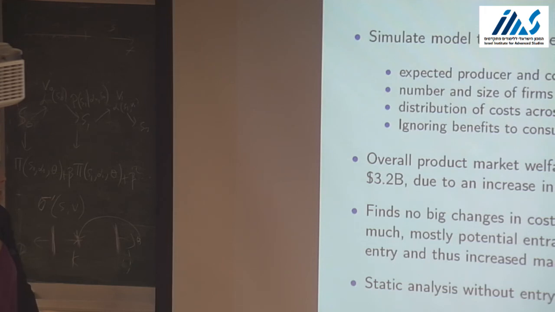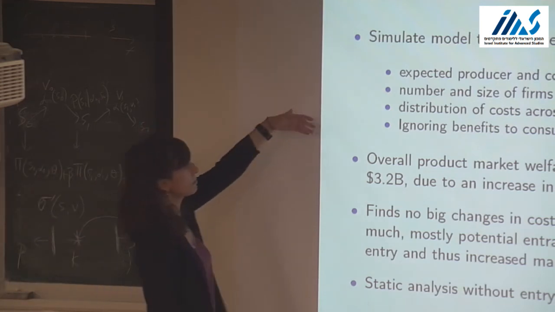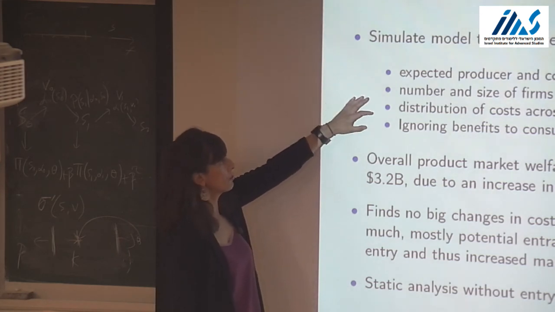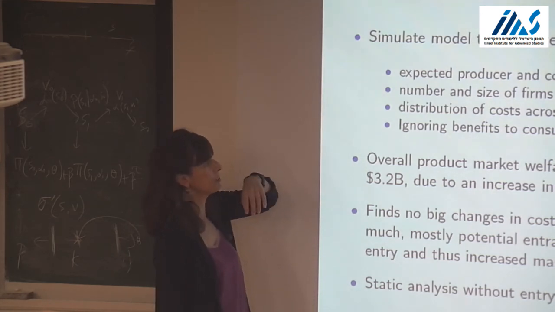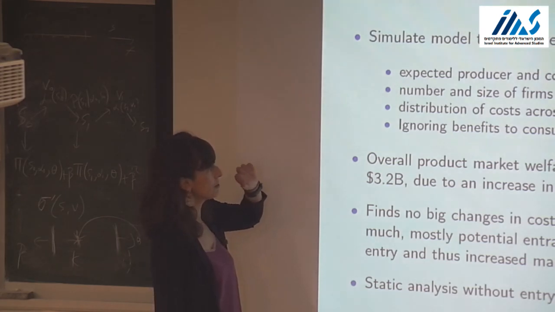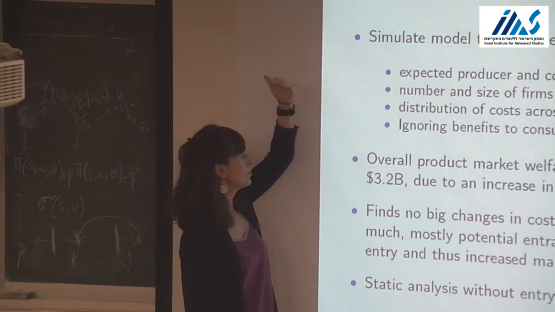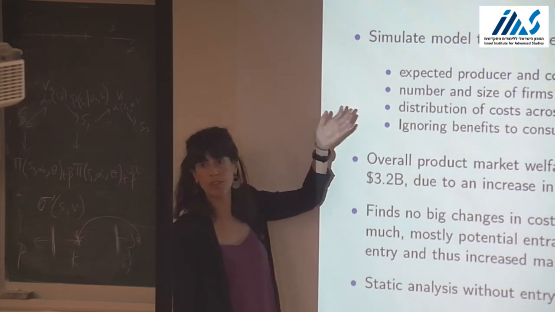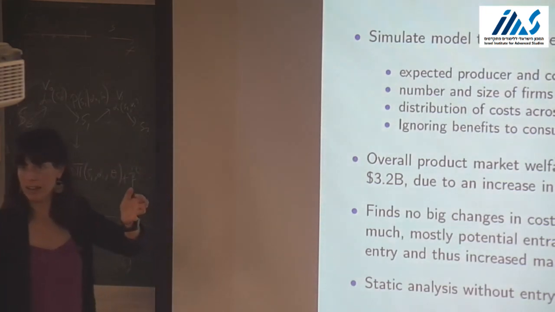What are the main findings? He's basically going to look at the impact of the Clean Air Act amendments, and he's going to look at before and after the regulations, expected producer and consumer welfare, market structure, so number and size of firms, distribution of cost across incumbents and potential entrants, and to some extent disappointingly, but I don't know what more he could have done, we're not going to think about the actual environmental aspect of this.